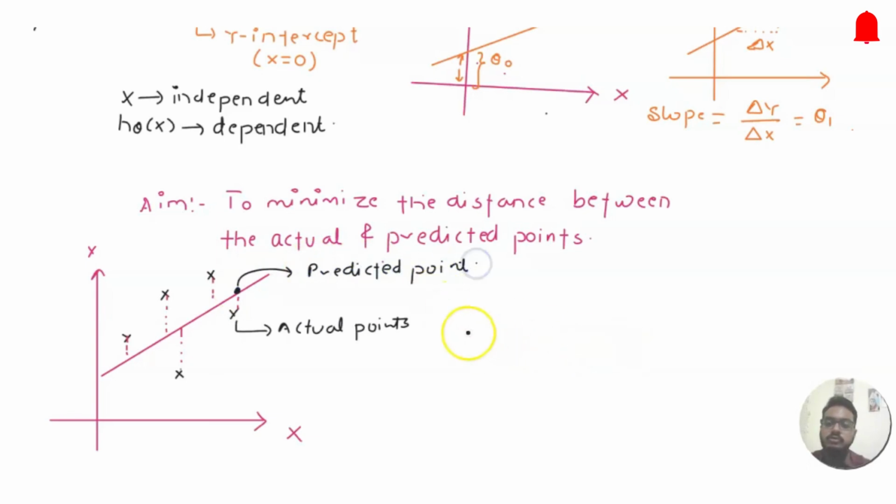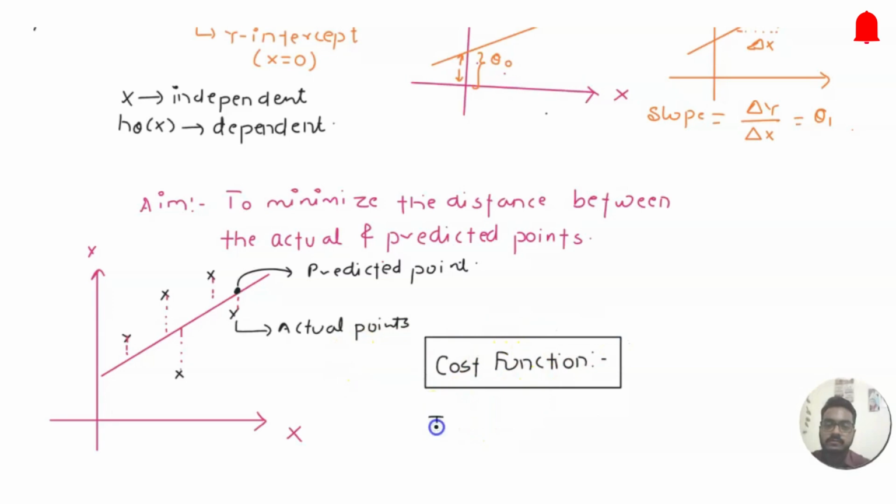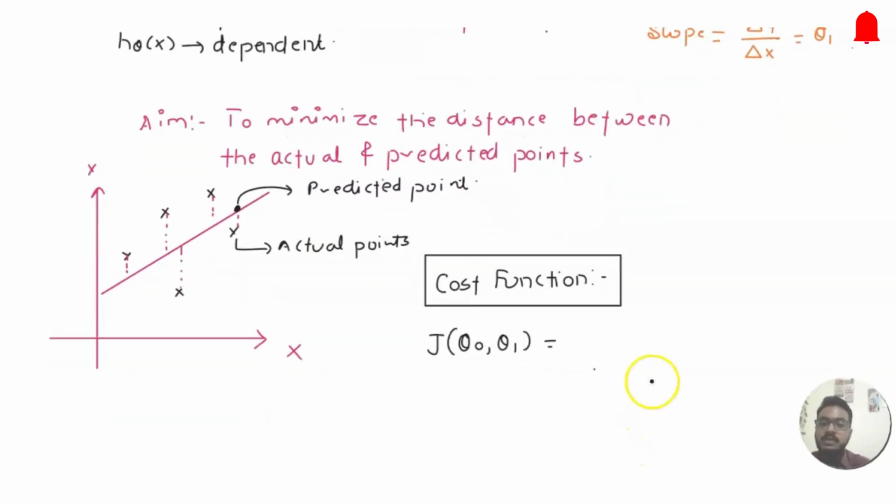So we define something called the cost function. The cost function is usually denoted by J, and it has two parameters, theta naught and theta 1. Now, what does that mean? How is it defined? It is the sum of the distances between the points. So we know that our predicted point is on this line, which is h theta of x equals theta 0 plus theta 1 times x.